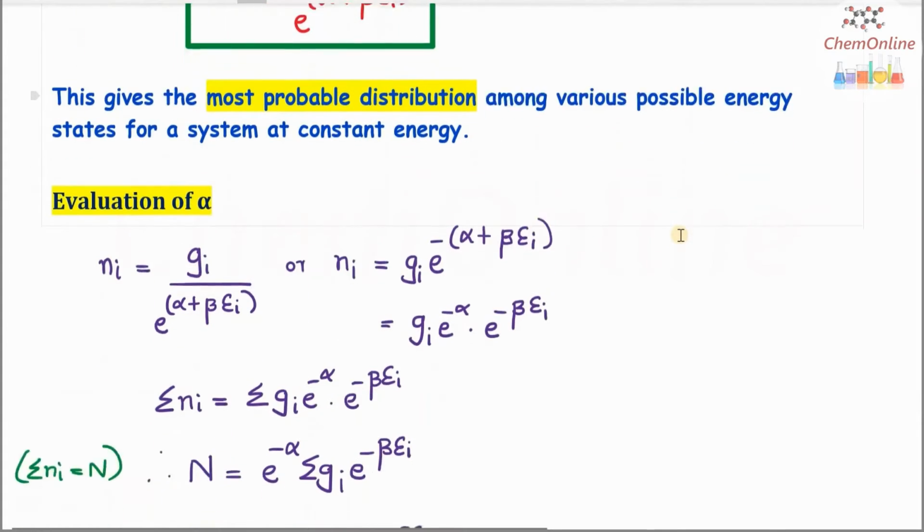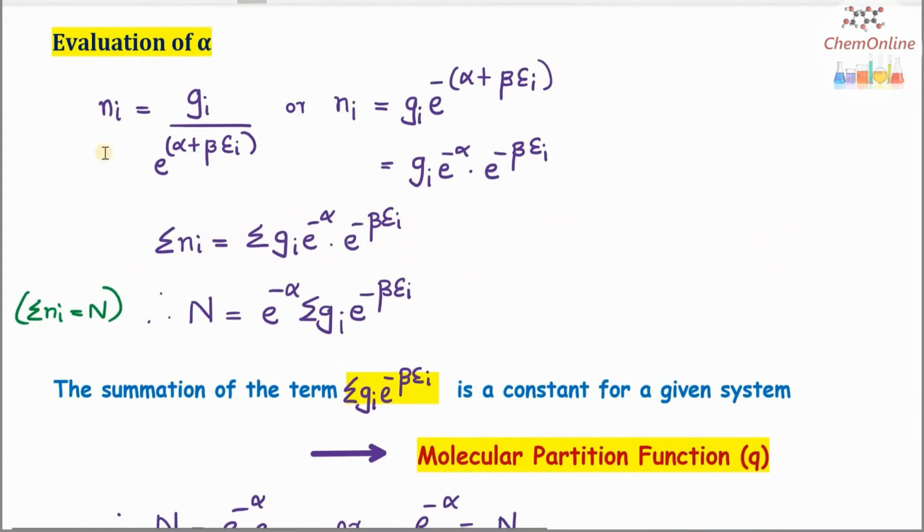Now first we will find out what is alpha. Okay, so we have the equation ni equals gi by e raised to alpha plus beta epsilon I, or you can also write ni equals gi into e raised to minus alpha plus beta epsilon I. That is gi into e raised to minus alpha into e raised to minus beta epsilon I. And now give summation to both sides. So you can write summation ni equals summation gi e raised to minus alpha into e raised to minus beta epsilon I.